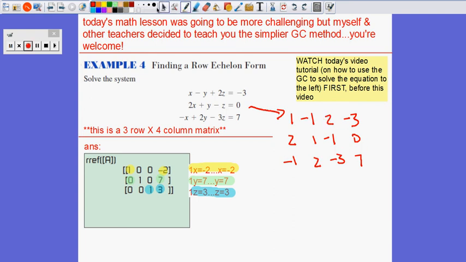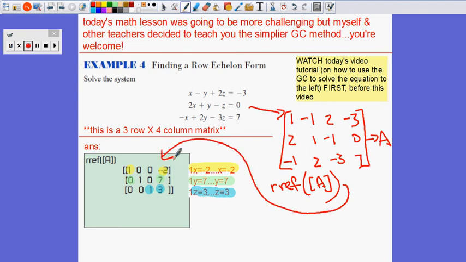And you're going to store this into A. Remember, you're going to do RREF. This is a matrix, so it has brackets, and then you go A. It should spit out something that looks like this, and this is interpreted as the answer here.